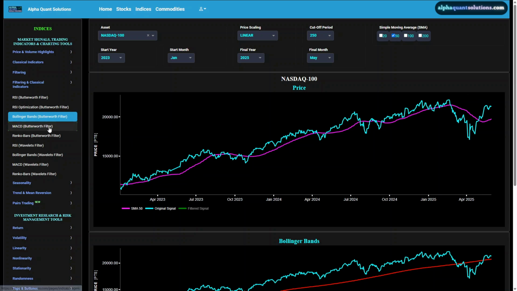Finally, for the next video, we will look at the MACD, the Moving Average Convergence Divergence indicator, and we'll see how we can combine it with the Butterworth frequency filter.